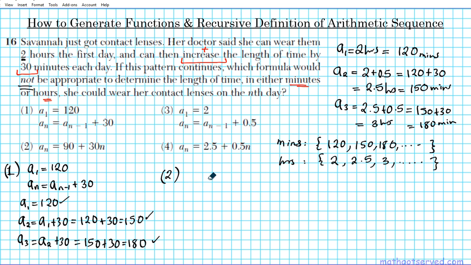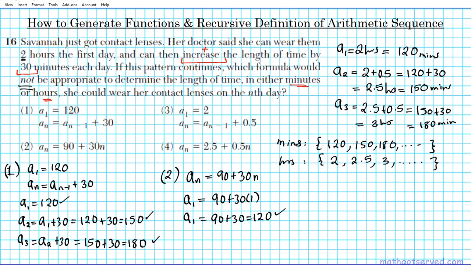So we're looking for the one that fails. All right. For A2, we have a function. An is equal to 90 plus 30n. Let's test it out. So for the first term, A1 is simply going to be 90 plus 30 times 1. A1 is going to be, we're going to PEMDAS this, order of operations, 90 plus 30, which is 120.